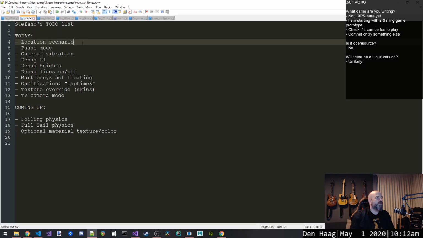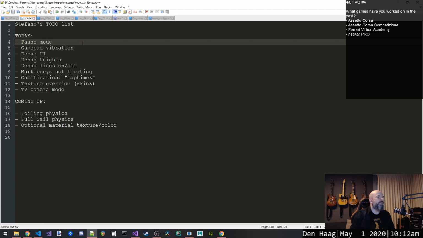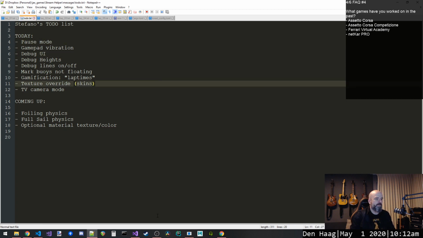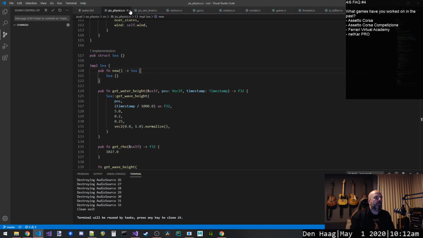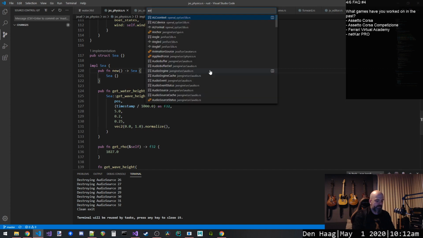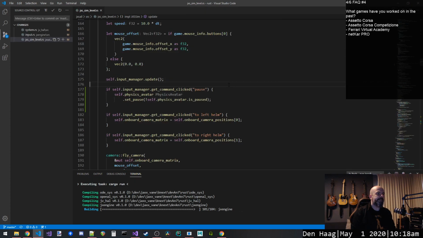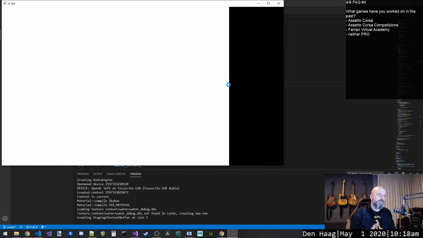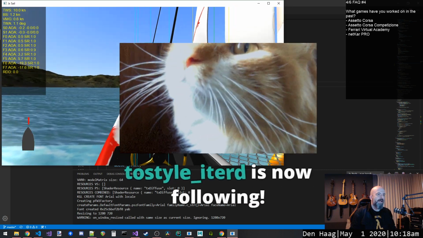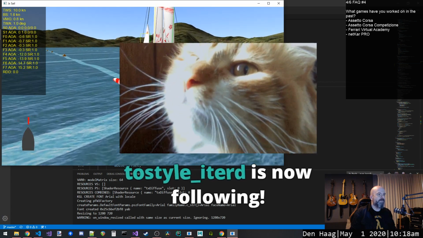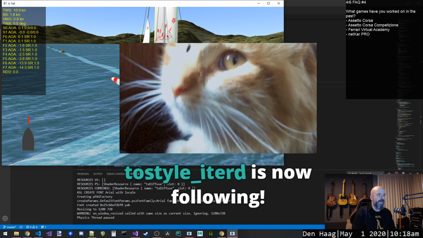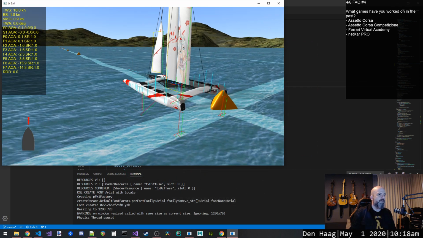So location is done. Let's do this pose mode. All right, this should be, in theory, something that is almost already there. So let's see if it works, because what I really want is not only the pose, I want the entire vector system to stay there. So bang, all right, and I can move around.